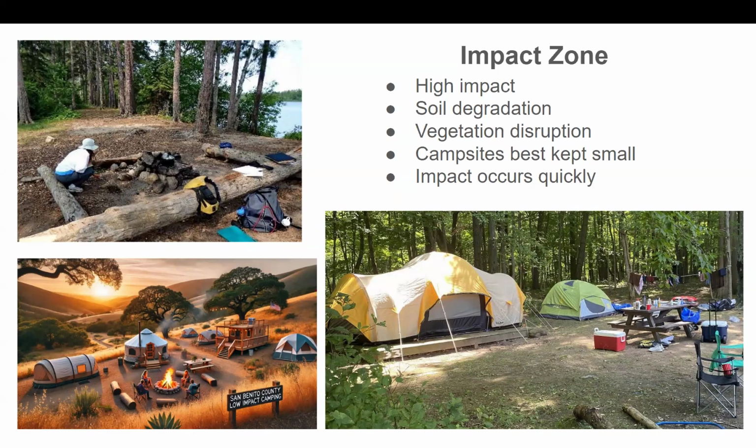The one with the highest impact is, as you would guess, called the impact zone. It has a high impact area. The soil degrades and gets compressed a lot. The vegetation is highly disturbed, and if it's by the water, there's a greater chance of nutrients leaking into the water because of all the back and forth. Campsites that are kept small affect the least, even though that's not what's happening right here.